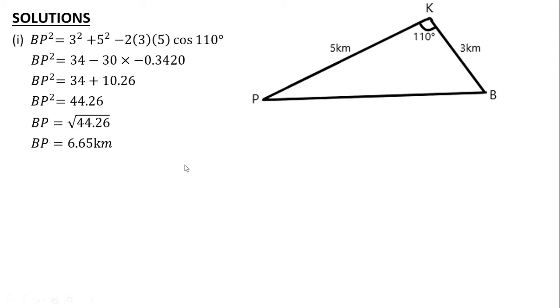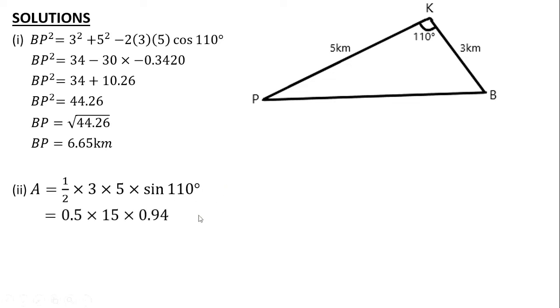Calculate the area of triangle BKP. The area of triangle BKP will be equal to half times 3 times 5 times sine 110 degrees. Half is the same as 0.5. 3 times 5 gives us 15. Sine 110 degrees is 0.94. Our area is therefore 7.05 square kilometers.